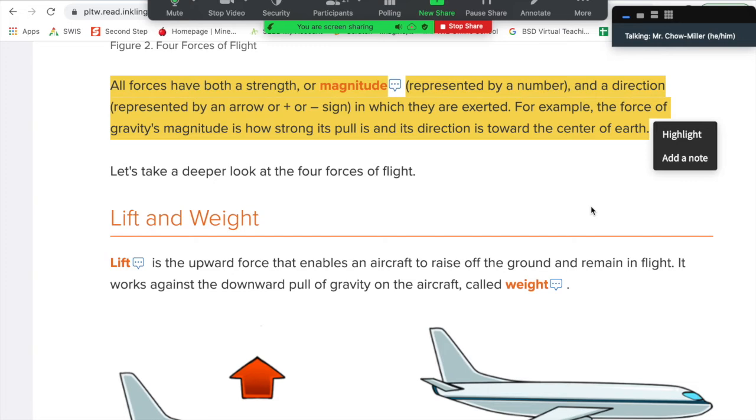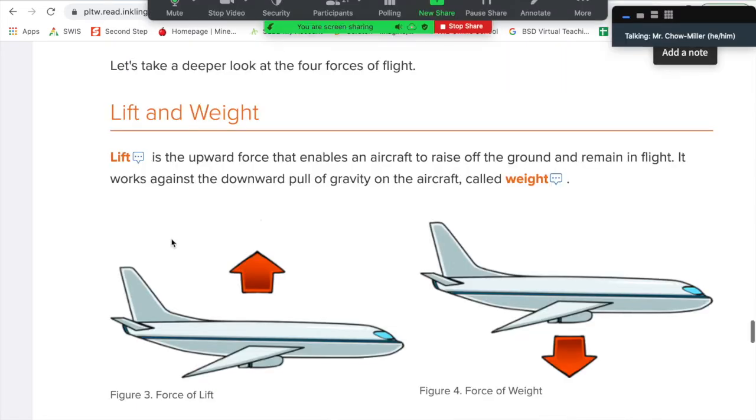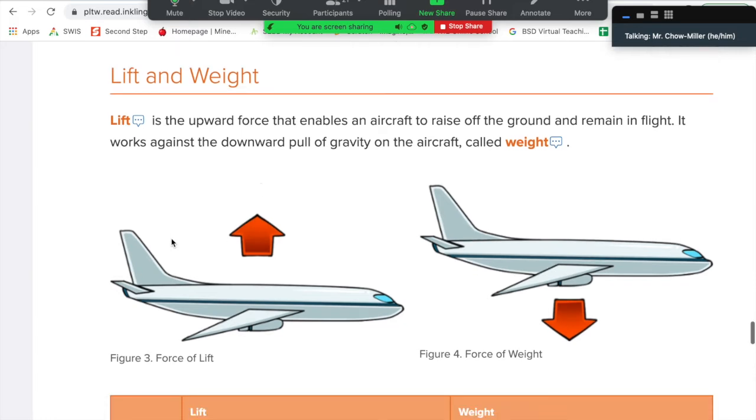Okay, thank you very much. I'm going to make a really basic paper airplane, because the last time I went to school 2 Wednesdays ago, I took my styrofoam gliders in, and I don't have them with me to demonstrate, but actually, I'm just going to use the straw jet, because that's what we're making next week. So, all they're saying here, weight. Lift is the upward force that enables an aircraft to raise off the ground and remain in flight. It works against the downward pull of gravity on the aircraft called weight.